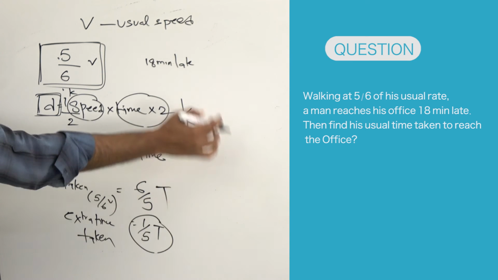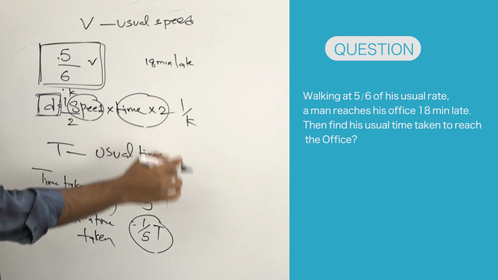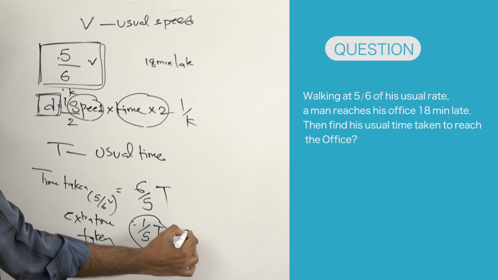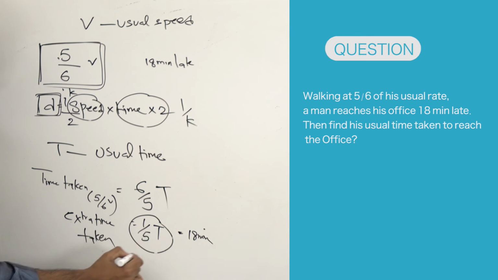If 1/5 of the usual time is 18 minutes, so t is how much? 1/5 of t is equal to 18 minutes. So t is equal to simply 90 minutes. So that person actually takes 1.5 hours daily to travel to his office.